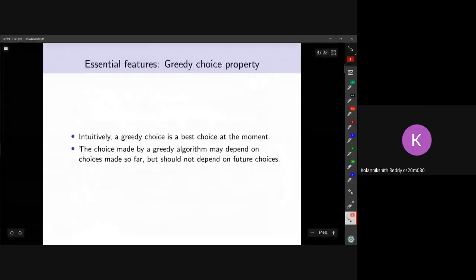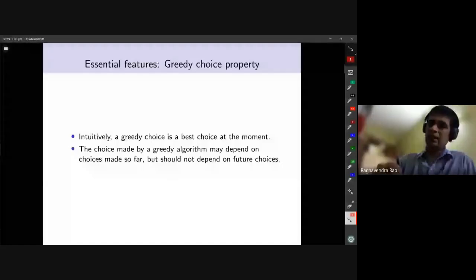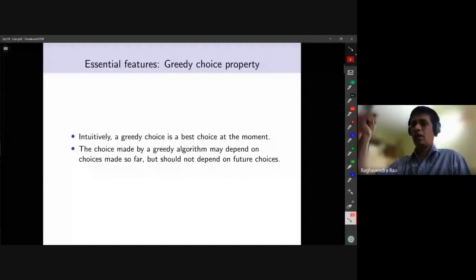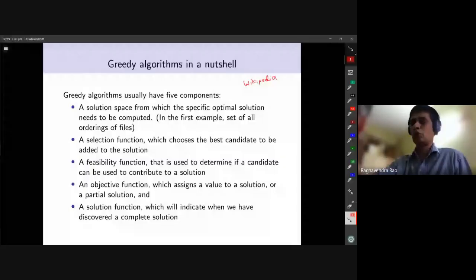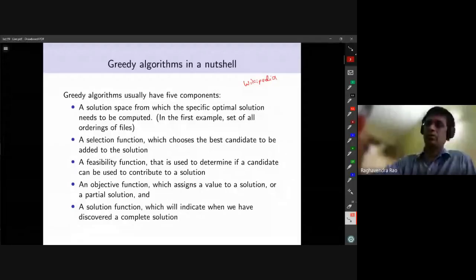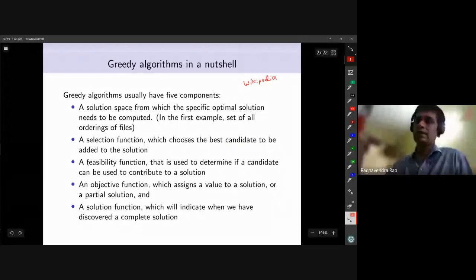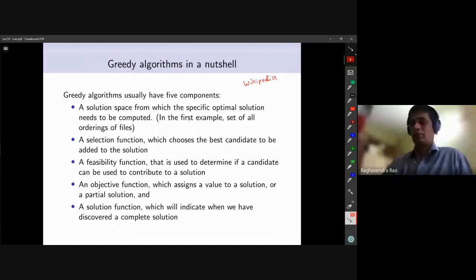Sir, could you repeat that feasibility function? Yeah, so feasibility is basically, for example, in the scheduling, when you pick a new task to be added to your schedule, is it conflict free or not? That is a feasibility function. You are improving your solution by adding things from the candidate set. When you add it, it should say, can you add it or not? Is it feasible or not?